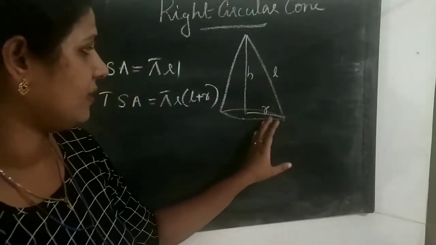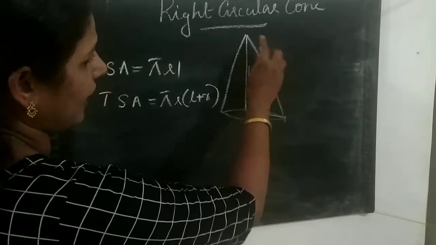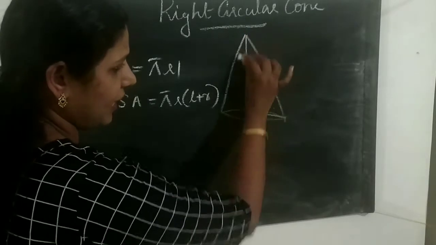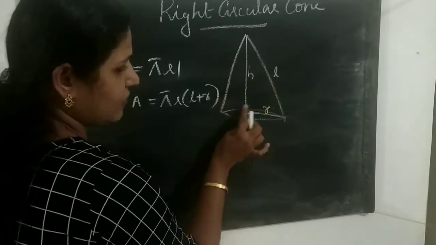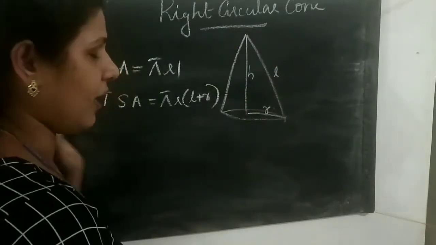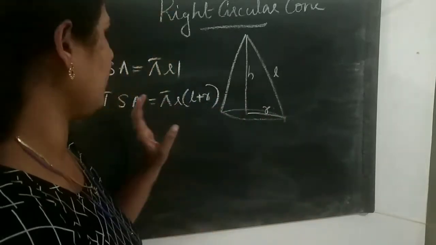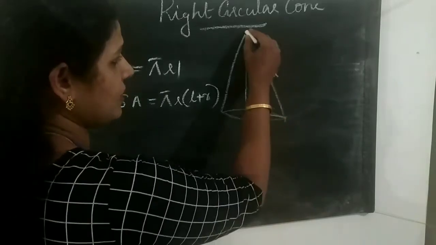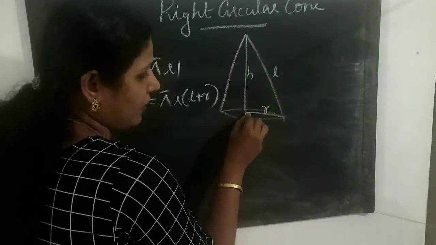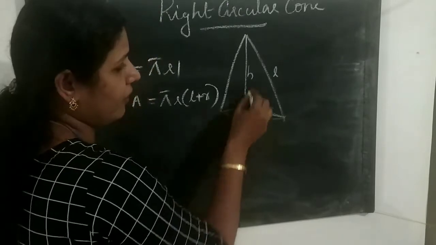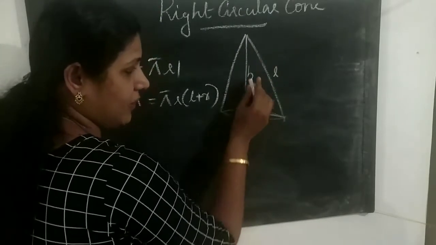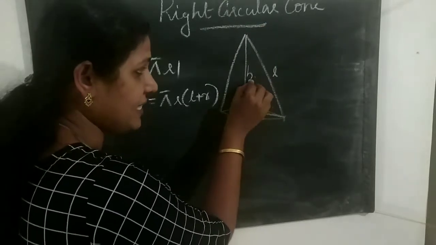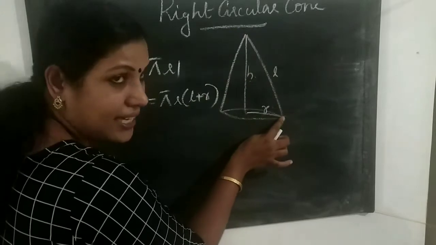See, this is a cone, and we know that it has two faces. One face is here and another face is this, and it has one edge and one corner, which we already studied. Today we are going to study about its curved surface area and the total surface area. From this corner to the middle point at the center, the length is known as height. The distance between this corner and the center is known as height, and this one is slant height.